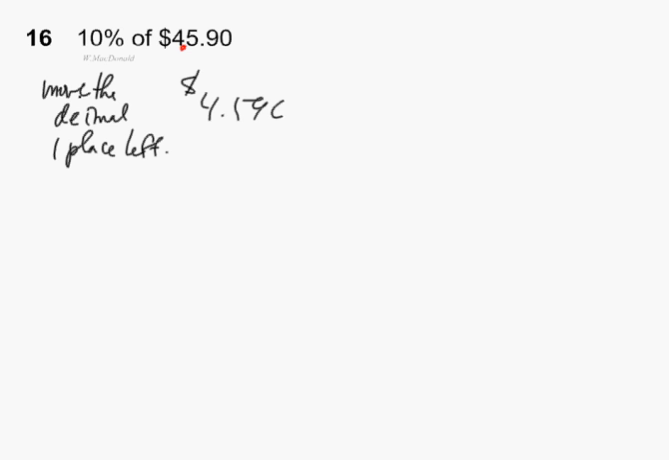Question 16 is 10%. Now 10%, you move the decimal. In this case, my decimal's right here. So for 10%, I move the decimal one place left. I'd get $4.59. Actually, I get an extra zero there, but since we're dealing with money, I don't need that zero, and the answer is $4.59.